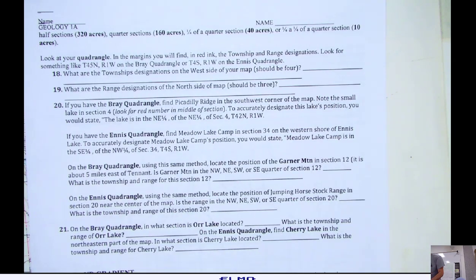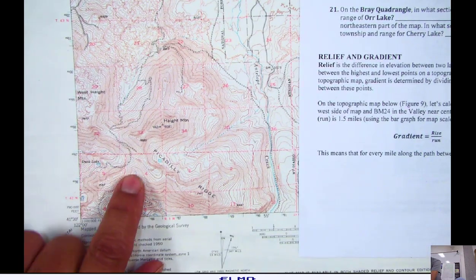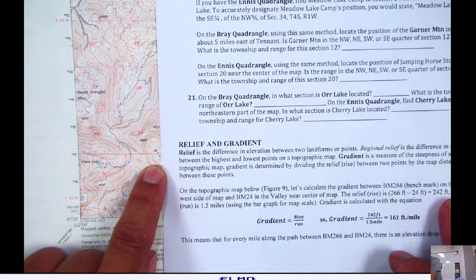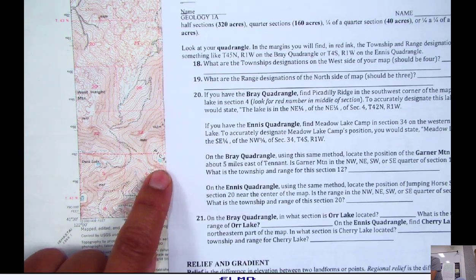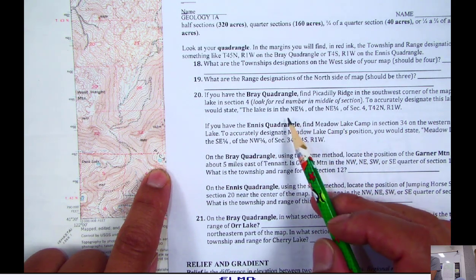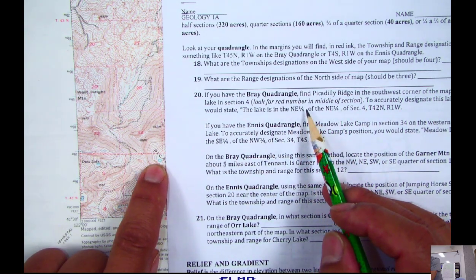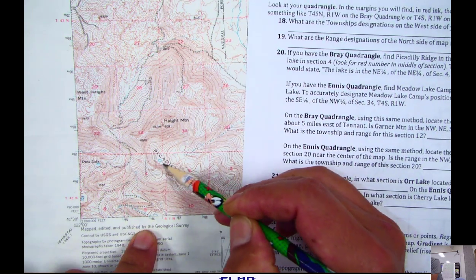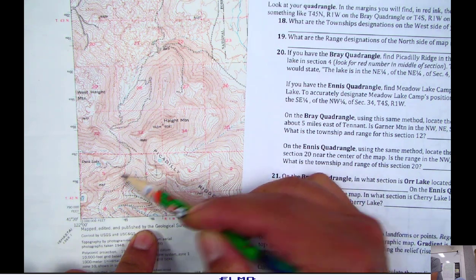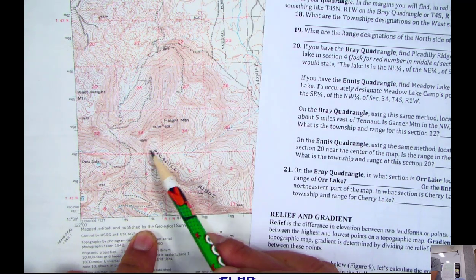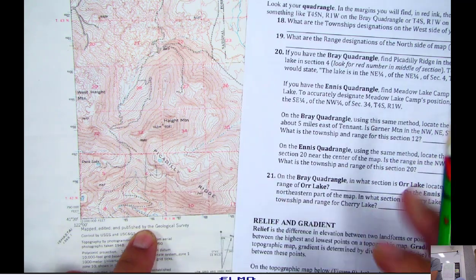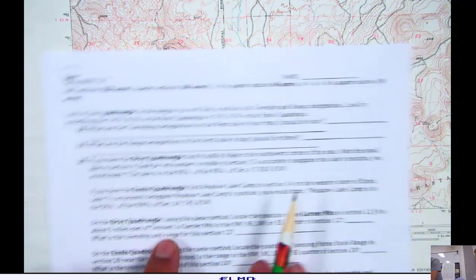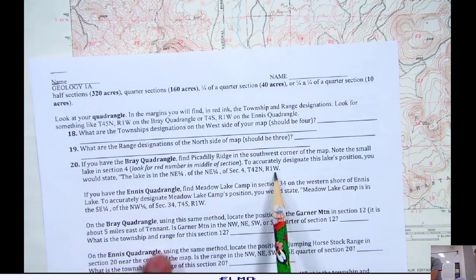In fact, let's look down there. So we'll go down Piccadilly Ridge down here, and you see the section 4, see that little lake there? And so we're saying that to accurately designate that lake, we would say the lake is in the northeast quarter of the northeast quarter. So essentially what I'm doing is, see, I'm breaking this out into 4 different parts, so it's the northeast quarter of the northeast quarter of section 4. And note that it's in Township 42 North here, and it should be Range 1 West. So yeah, 42 North, Range 1 West. So that's what I'm doing there.